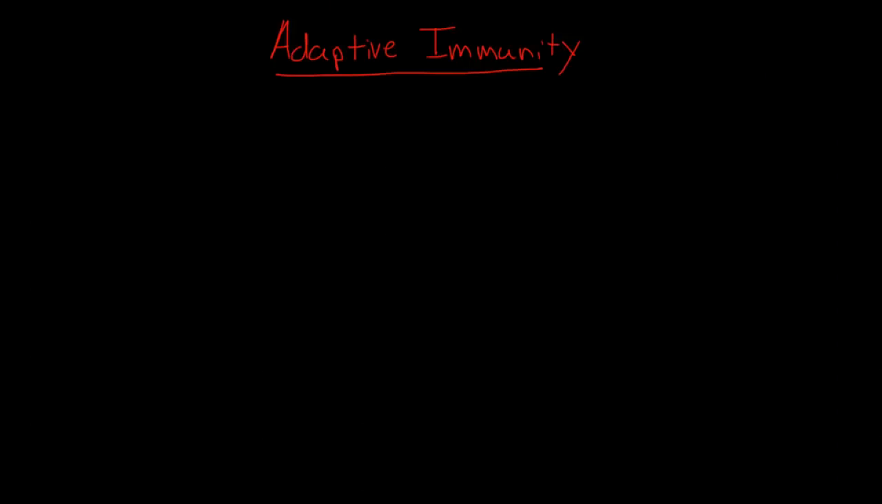Adaptive immunity. So, adaptive immunity is one branch of the immune system, and it really refers to the branch of the immune system that recognizes specific antigens, or actually specific areas of antigens that are called epitopes. And an epitope is just a section of an antigen that can be recognized by an antibody.